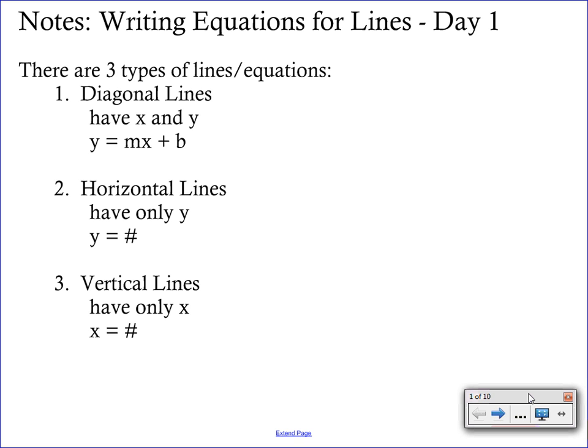Horizontal lines only have a y in them, and we've been saying that y is just equal to a number. That number happens to be the y-intercept, so if you know the y-intercept, you can plug that in. But it's just going to be y equals a number. You will not see an x in that equation. Vertical lines, on the other hand, only have an x, and so we have been saying that x is equal to a number, and that number happens to be the x-intercept. We used to plug letters in for these, but sometimes that's confusing, so just think of it as x equals a number. It's just going to be the x-intercept.